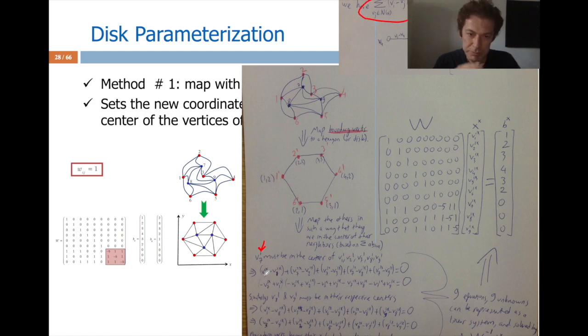So if V7 prime lands to the center of its neighbors, so who are my neighbors? V1, V2, V3, V8, and V9. So in this case i is 7, okay, because I will be talking about V7, i is 7, and the Vjs are the neighbors. So V7 prime minus V1 prime, V7 prime minus V2 prime, V7 prime minus V3 prime, V7 prime minus V8 prime, V7 prime minus V9 prime. All this sum, if it is set to 0, then I know that V7 prime lands to the center of all these guys, V1 prime, V2 prime, etc. And I will just multiply everything by minus 1 for some convenience, so these two identities are the same.